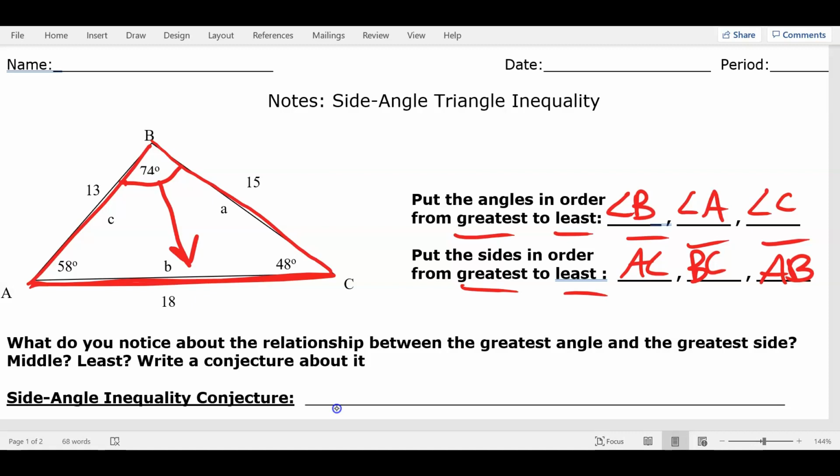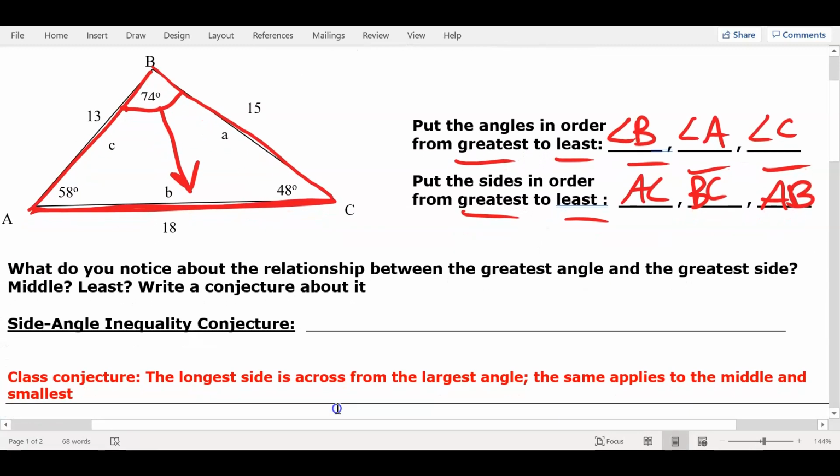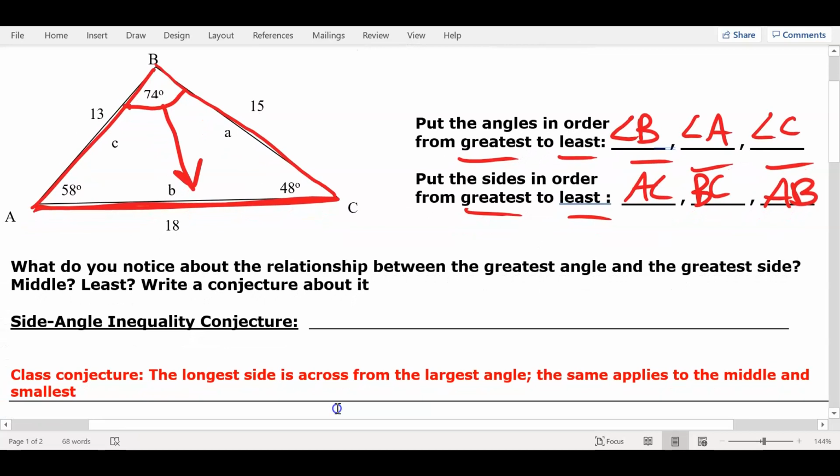All right, so what do you notice? I want you to write down what we just said, and here's how I would put it in red. You can write this down too. All right, so here's my arrow. The long side is across from the largest angle. Write that down, please. The same applies to the middle and the smallest.